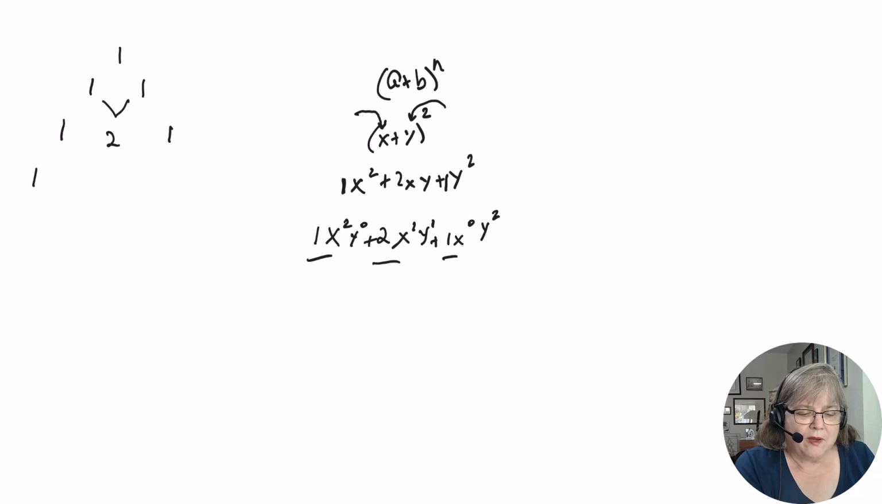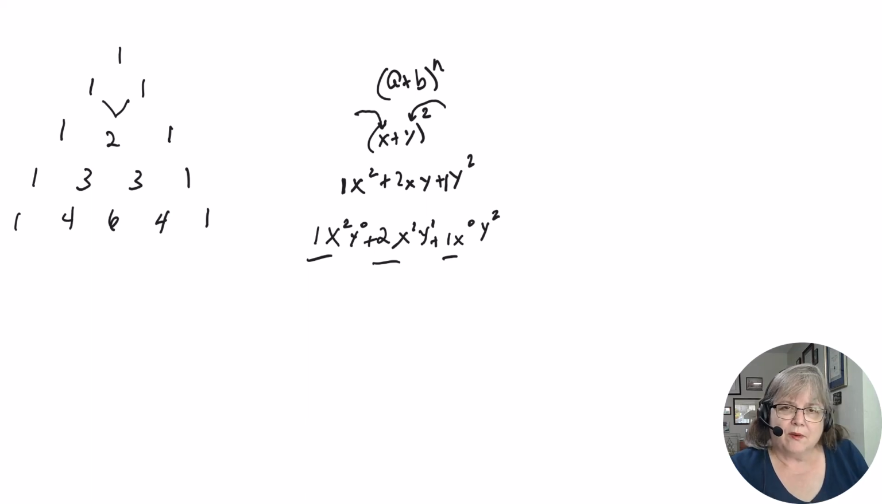If you had another row, you'd have 1. Add the 1 and the 2 together, you get 3. 2 and 1 are 3. And then a 1, 1 and 3 are 4. 3 and 3 are 6. 3 and 1 are 4, and 1. And so you could find these coefficients for a specific binomial.